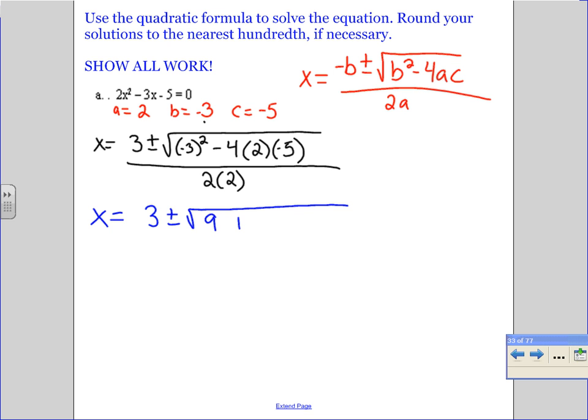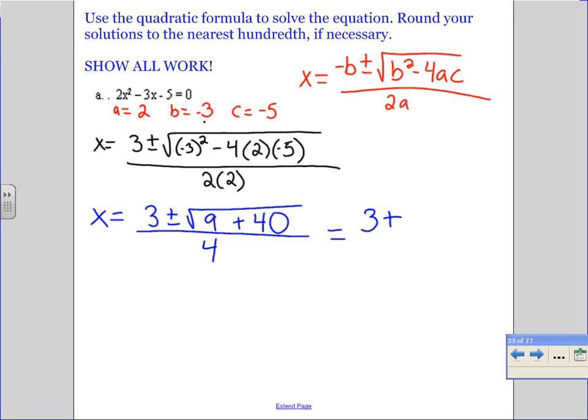I'm going to put equals here. If you have room, go ahead and write this next step right next to that. Let's rewrite our 3 plus or minus. Let's take our 9 plus 40 and add what's inside the radical symbol first. So we have the square root of 49 all over 4.